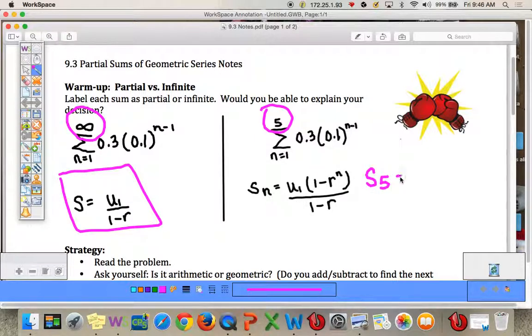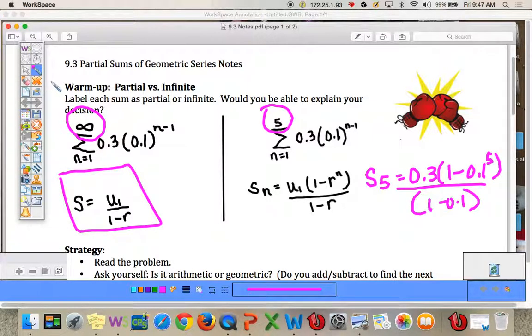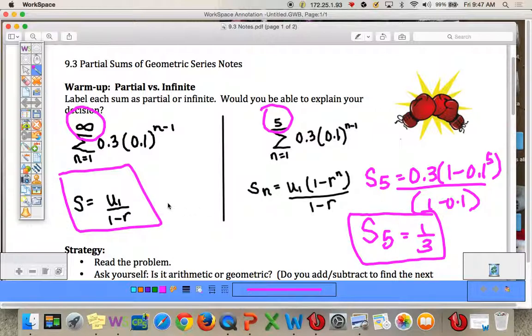So here's how we write it out. Sum of the first 5 terms equals the first term, still 0.3, times 1 minus the ratio to the n power. So here n is 5. We want the first 5 terms over 1 minus the ratio. Okay, so here's what we're going to add up. And we could just type this right into our calculator. So we have 0.3 times 1 minus 0.1 to the 5th power. Hit enter. Divide by 1 minus 0.1, or 0.9. Okay, so this answer, the sum of the first 5 terms, is 1/3. Still 1/3. I think we got the same thing here.